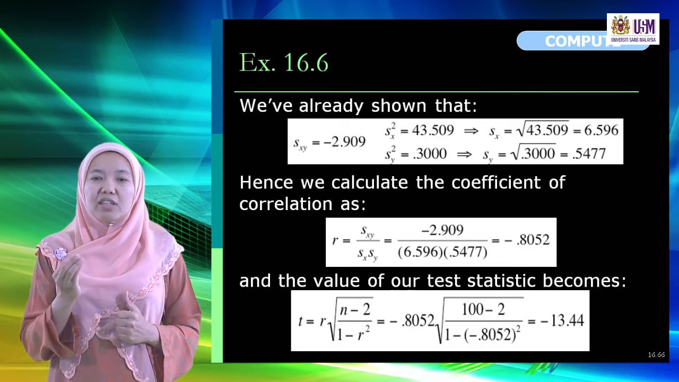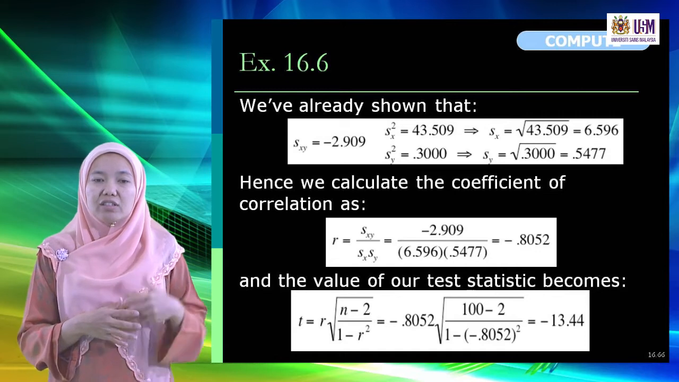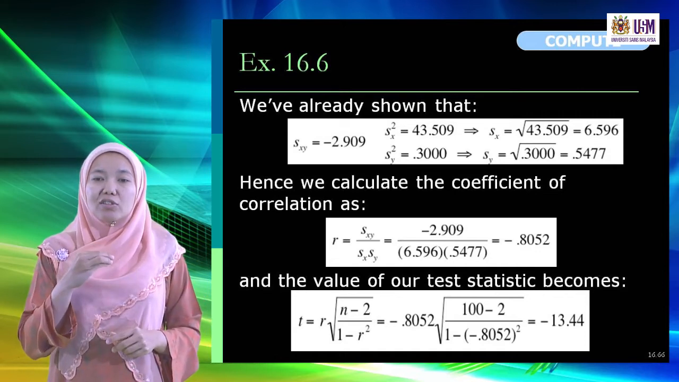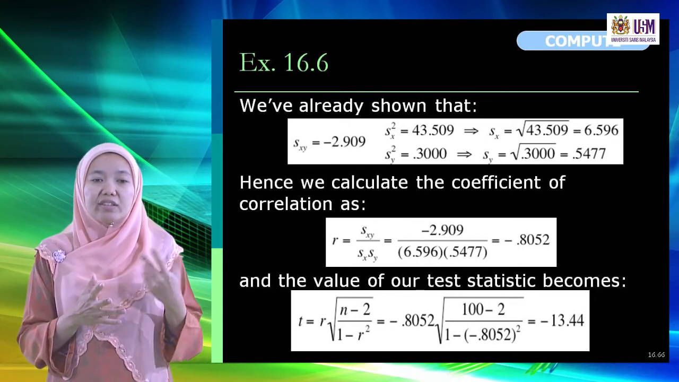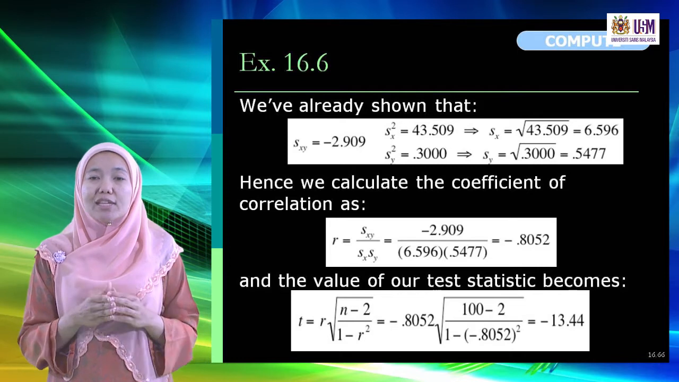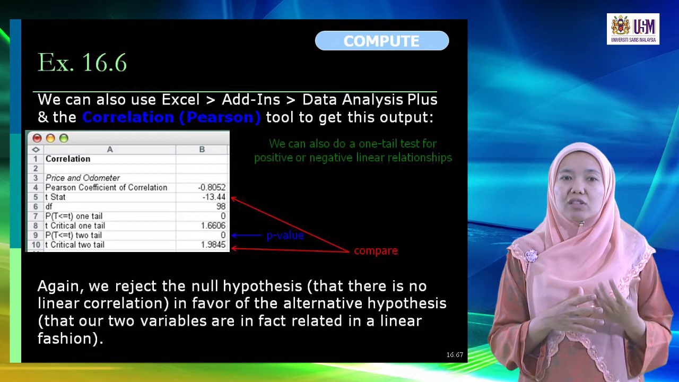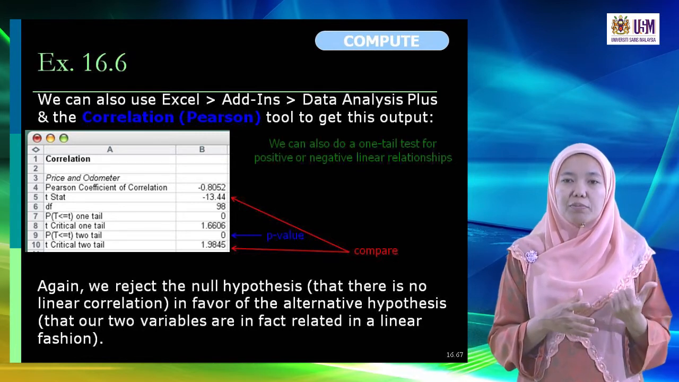So you get small r equals negative 0.8052. You put this value of r into your test statistic. This is step 3 of the hypothesis testing. You should be able to get the same answer: t equals negative 13.44. This is the computation of example 16.6.